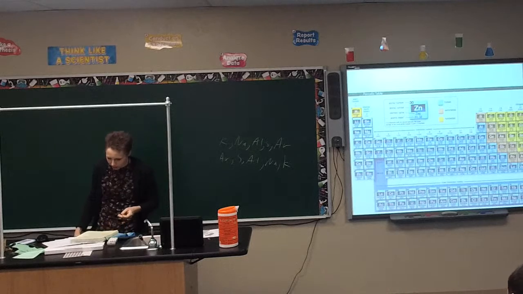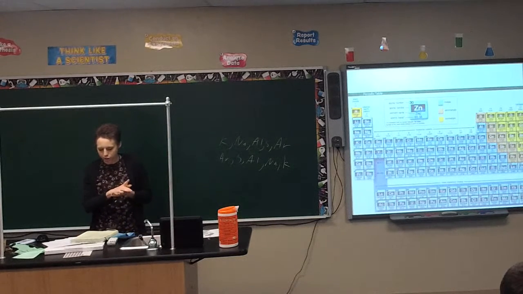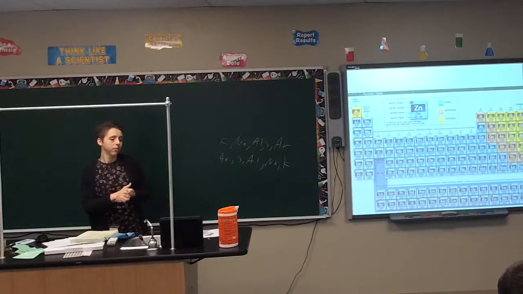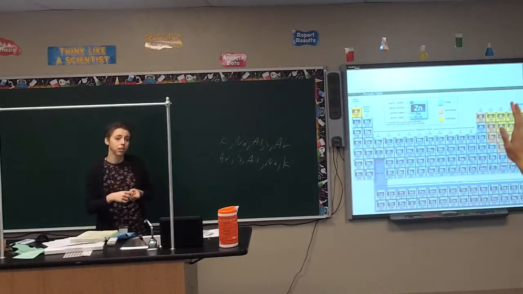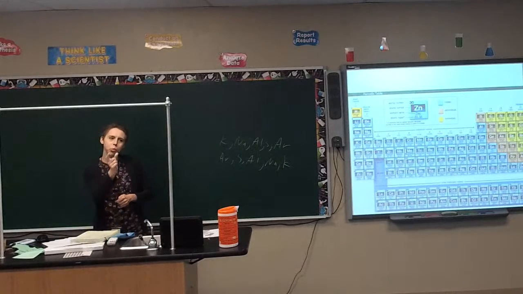Alright, number 9. Which of the following would you expect to have the most negative electron affinity? Alright, what is electron affinity first off? The ability to pull an electron away. That's electronegativity. The ability to pull an electron in. That's still electronegativity. If it has the word ability in there, it's probably electronegativity.